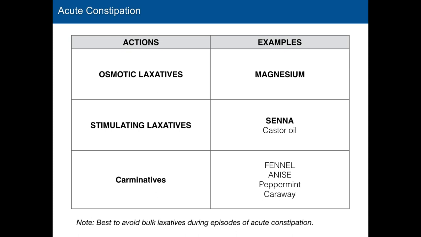And then your carminatives: fennel, anise, peppermint, caraway, those are the big ones. Most of the time I just use fennel, peppermint, and ginger would fall in that as well. But even though I'm only listing a couple, appreciate there's at least 15 carminatives that you could use, like coriander, rosemary, all those other essential oils that are in your kitchen probably could be used. But in tincture form, I only carry one because fennel tastes nice and I don't need 15 bottles of things that do the same thing, okay?